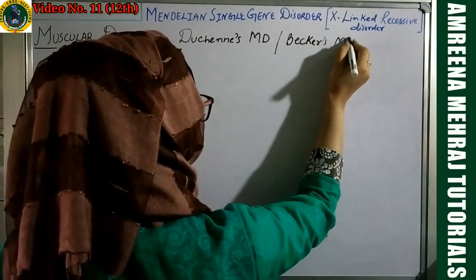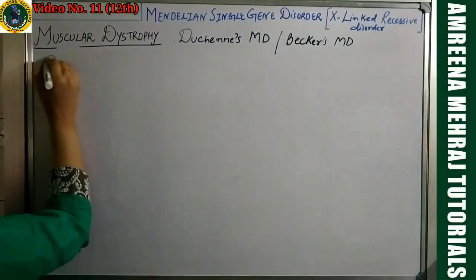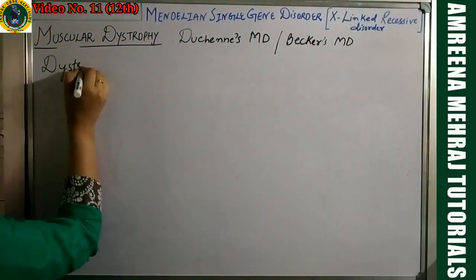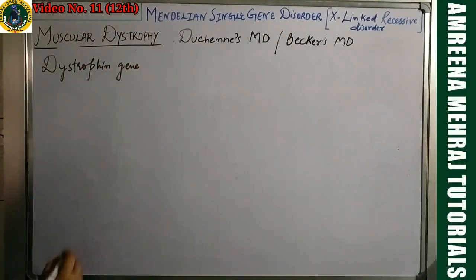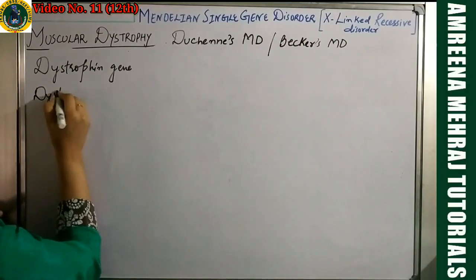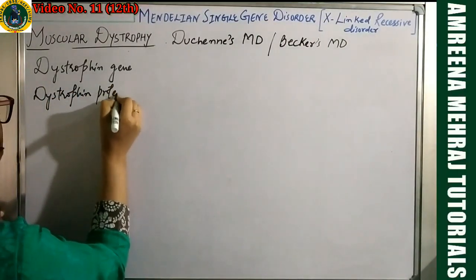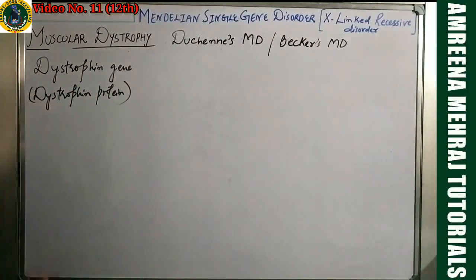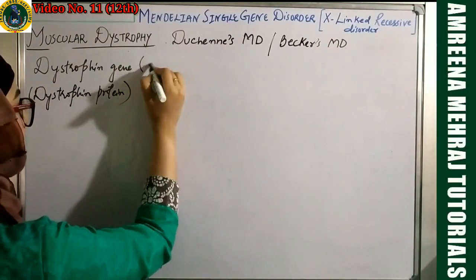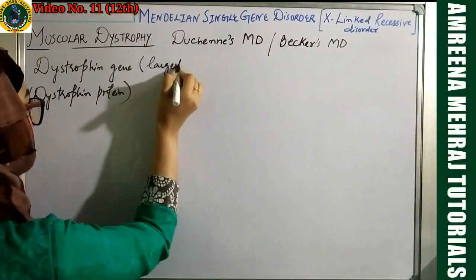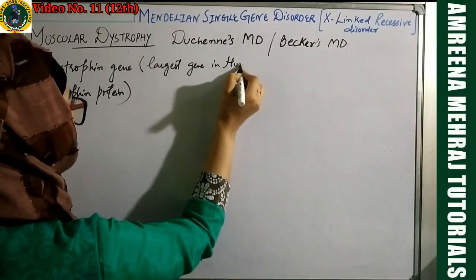Becker's muscular dystrophy. The gene which is mutated in both cases is the gene for the dystrophin protein. So we'll write down: the dystrophin gene is mutated, the gene which is coding for the dystrophin protein. Remember, one point you can remember is that the dystrophin gene is the largest gene in humans.